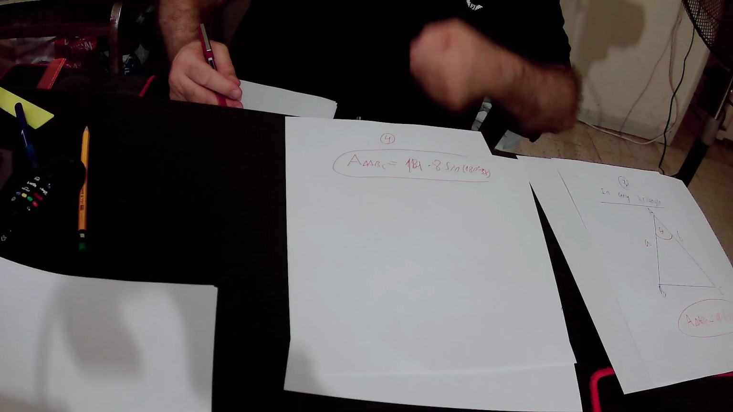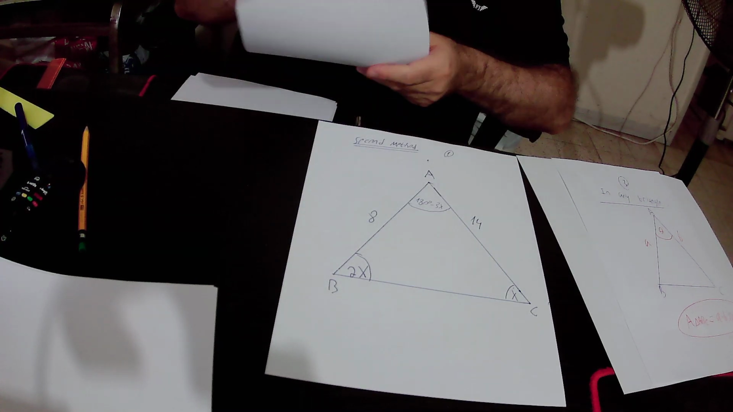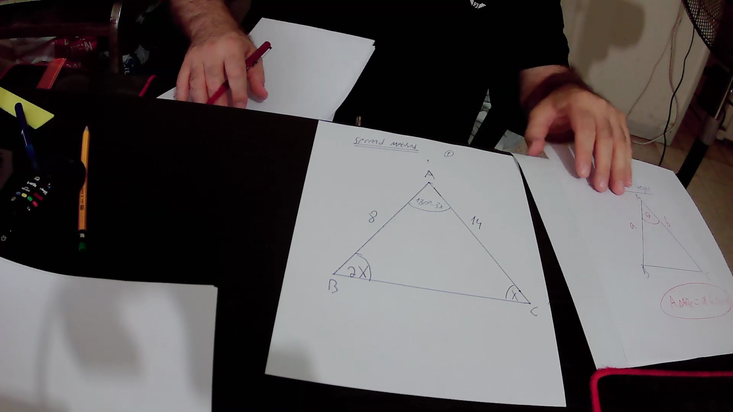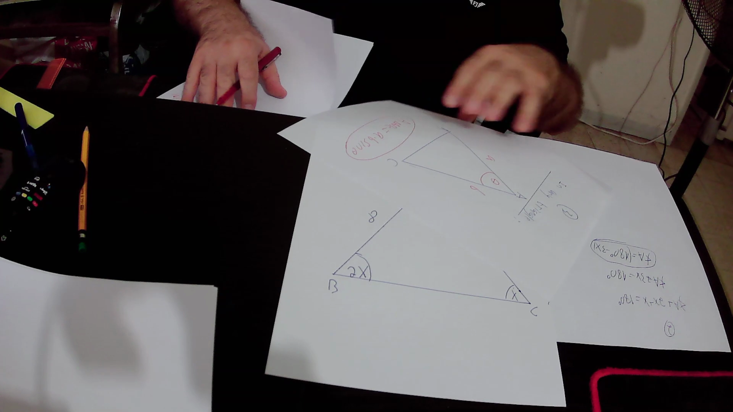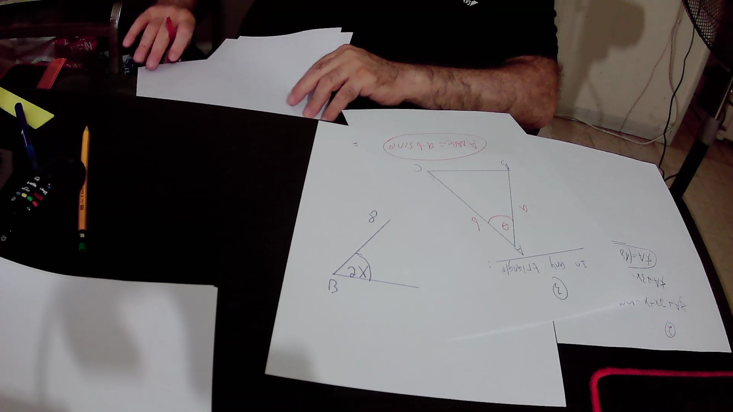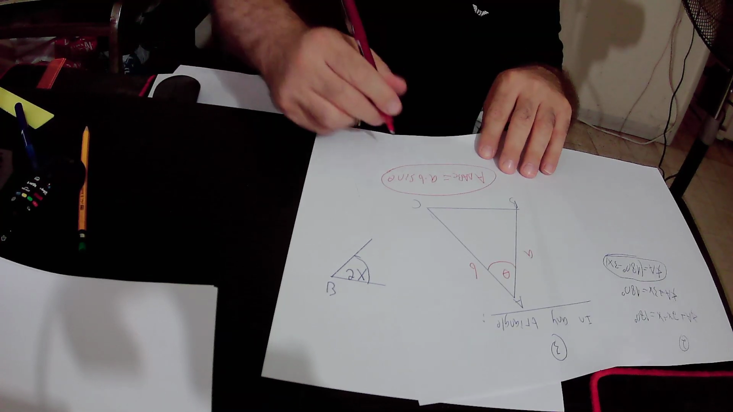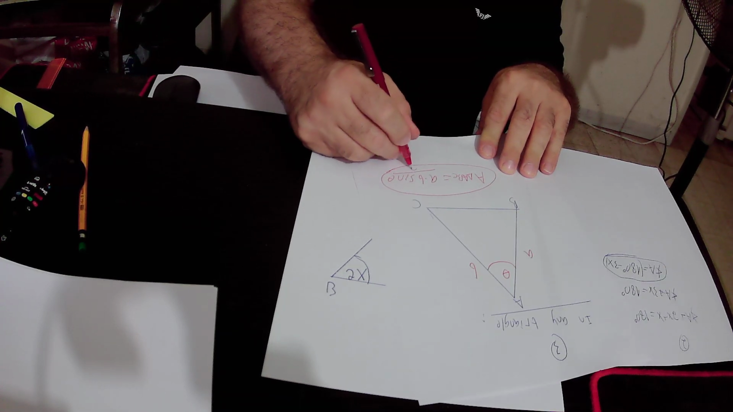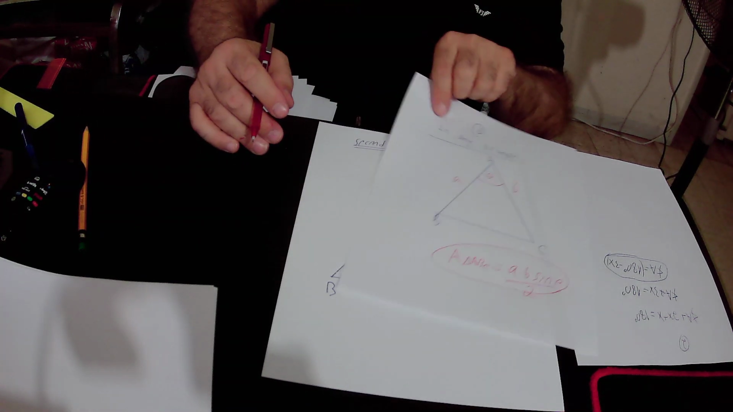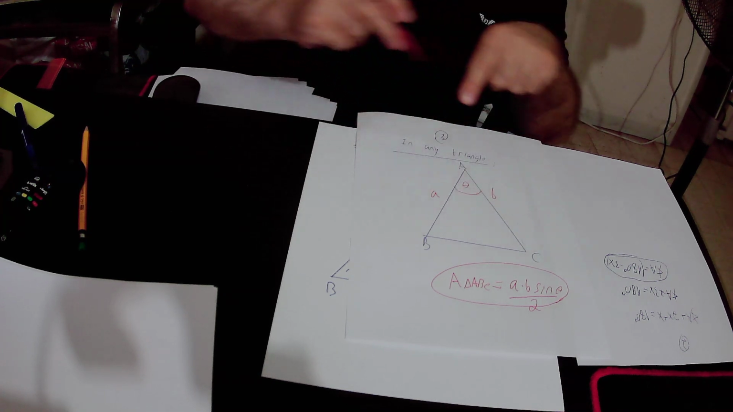So the area of triangle ABC equals, of course, we must divide all by 2, so it is actually A times B times sinus theta over 2. Okay, the area of triangle ABC equals A times B times sinus theta over 2.